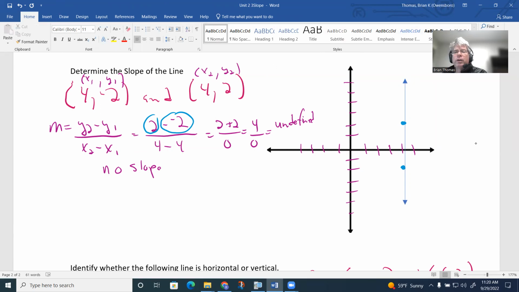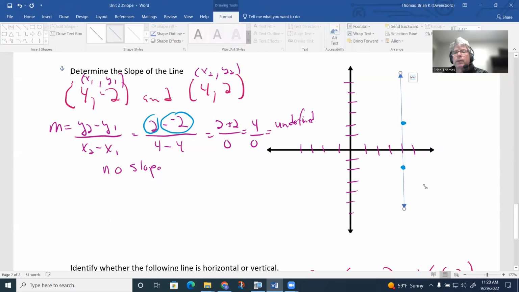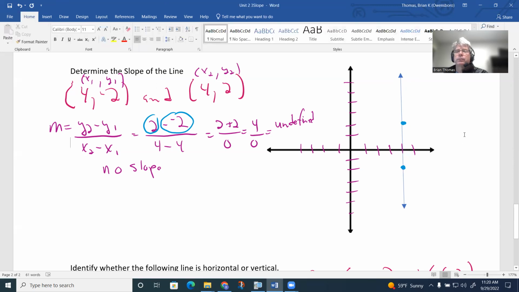Probably could have done a little bit better than that. Let's see if I can make that look a little bit better. Just a hair off. Sometimes that bothers me, sometimes it doesn't. Let's see if I can do a little bit better. So a little bit better. So that would be a vertical line.